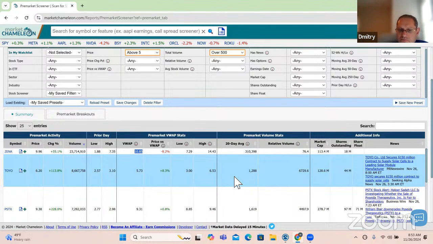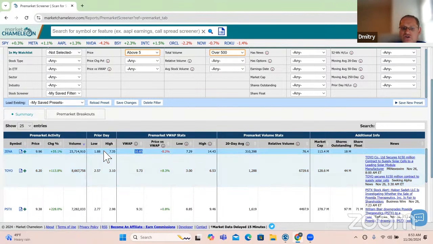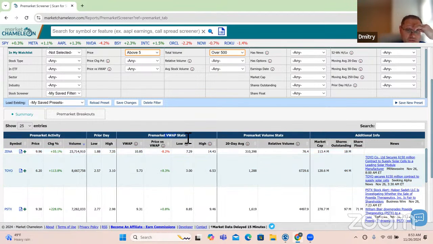In addition, what is the range in the pre-market? This is the range that the stock traded yesterday. Okay. What about the range it's trading in the pre-market high-low? So then we have this 7.29 and 14.43. Now keep in mind, these are also VWAP prices.